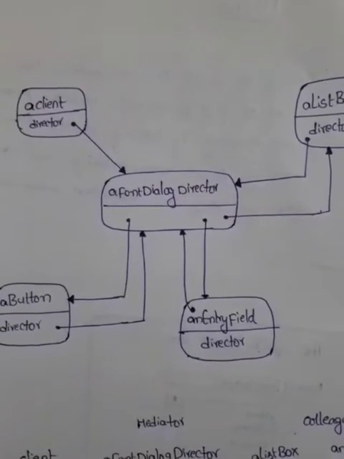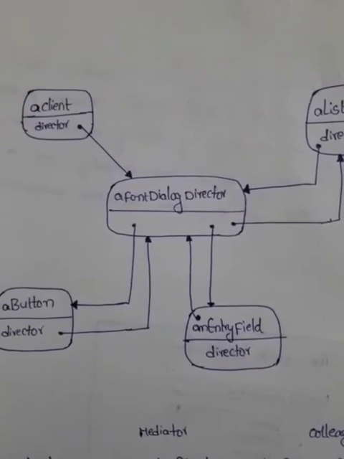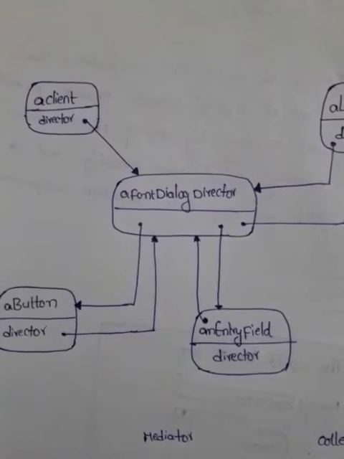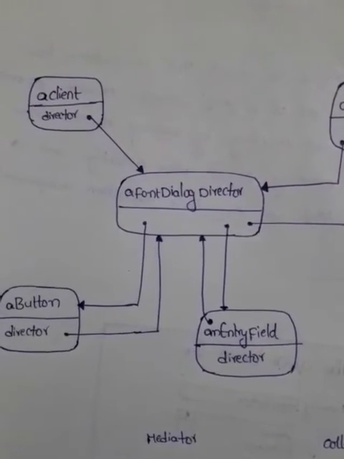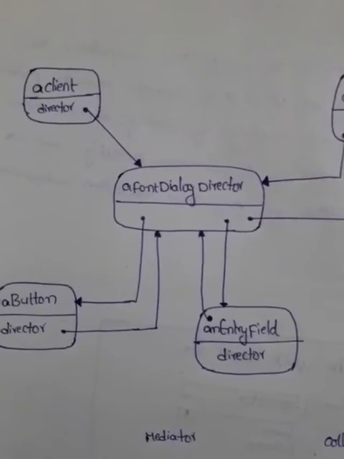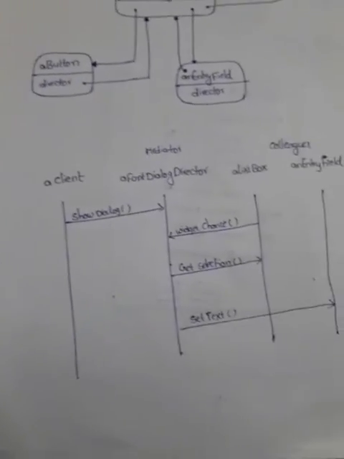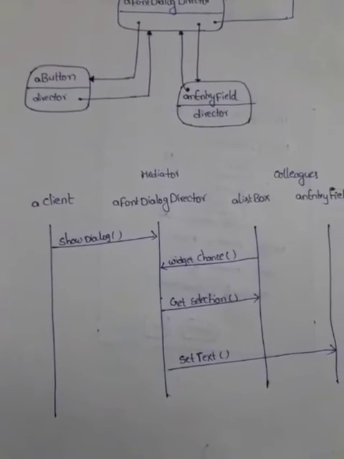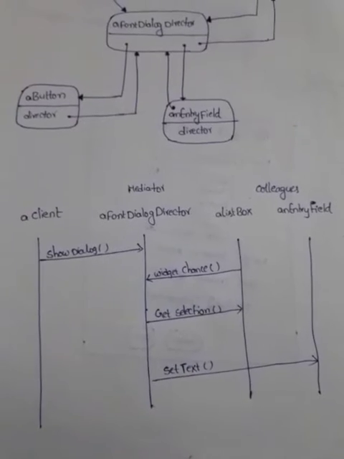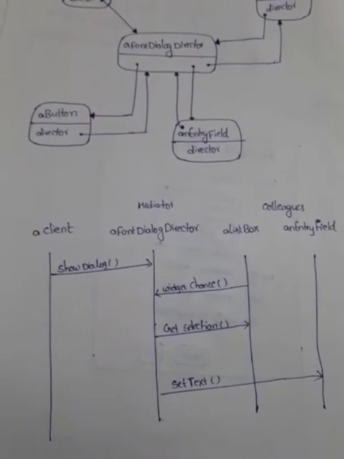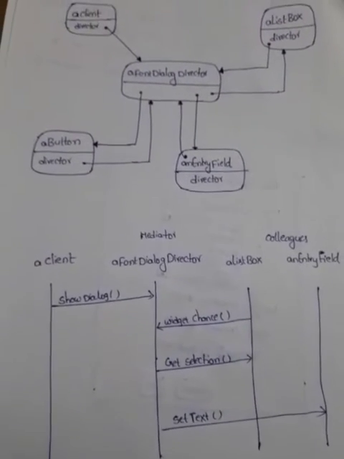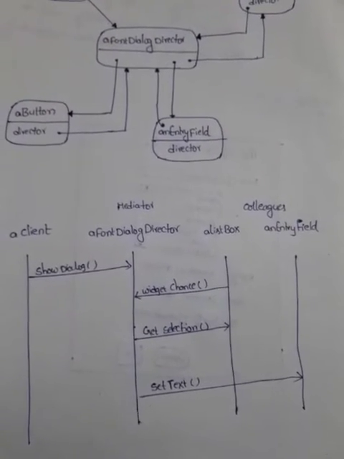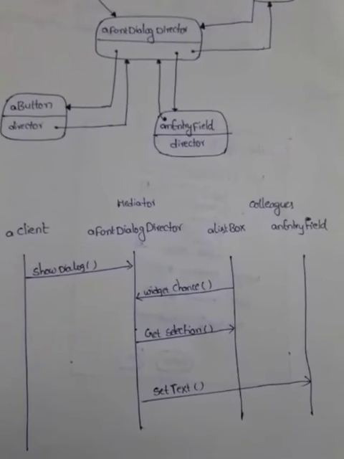Based on this, let us see the sequence diagram, how the interaction diagram will be, based on how these objects cooperate to handle a change in a list box selection. I consider here a client, a font dialog box, a list box and an entry field, where the font dialog box becomes the mediator, and the list box and entry field become colleagues, as an abstract class.